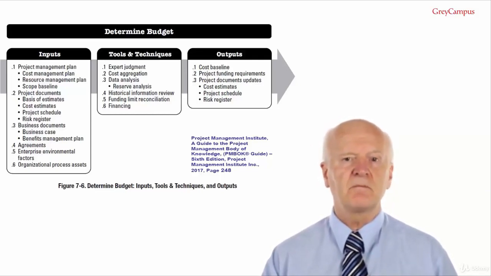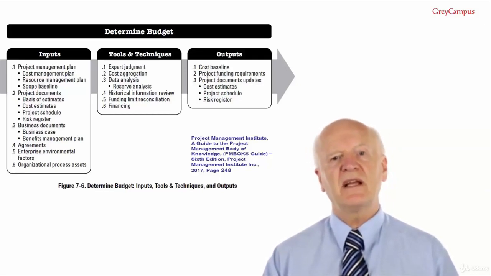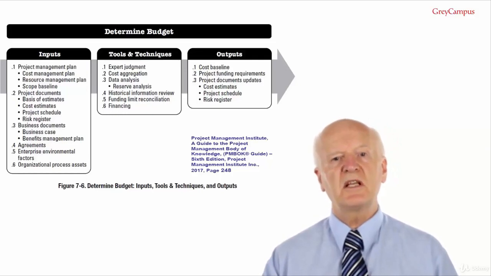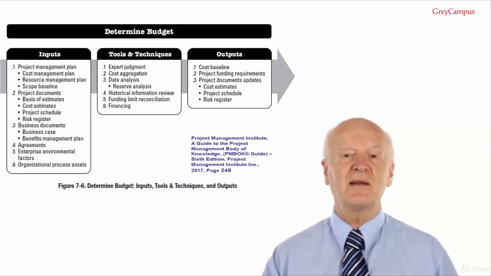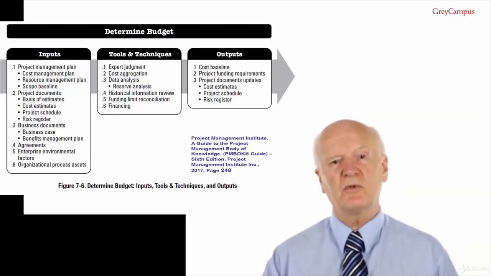That brings us to the end of determine budget. The next lesson is 7.4, control costs. Please read the corresponding chapter in the PMBOK guide before watching the video, and please read it twice or 3 times because there's lots of mathematics in that for the earned value management technique, and it would be good to get some sort of a grip on it before you start watching the video.